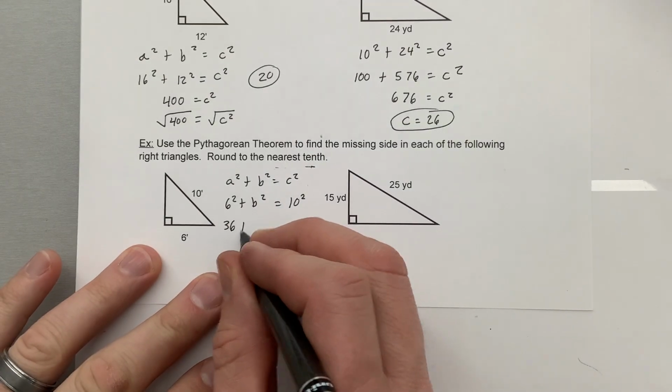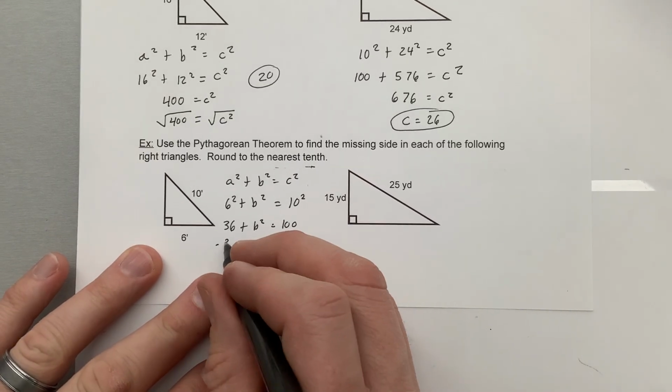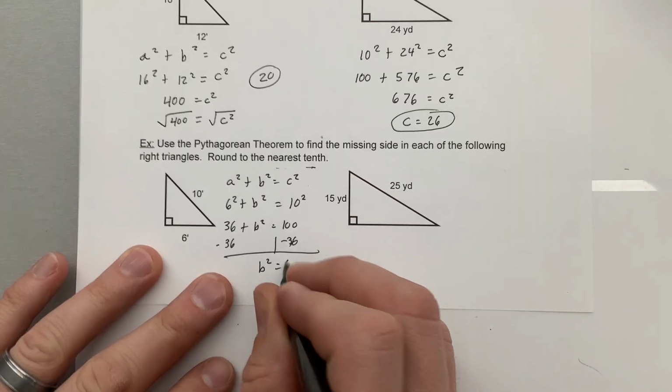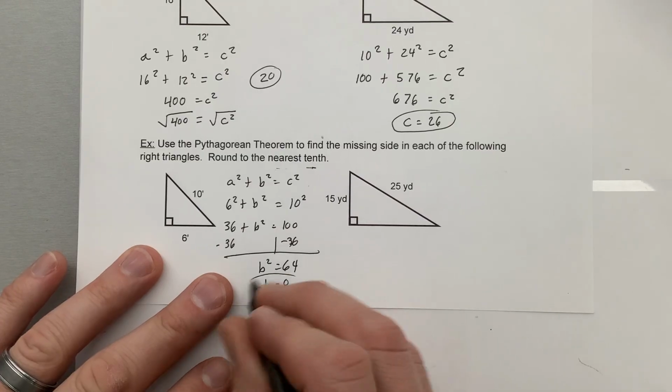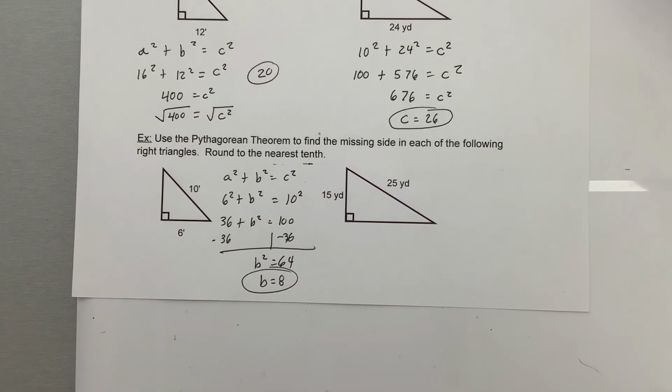36 plus B squared equals 100. Then you subtract your 36. B squared is equal to 64. Square root of 64, again, it's that last step. Take the square root of it, and we get 8. Okay? On your own, 15, blank, 25.